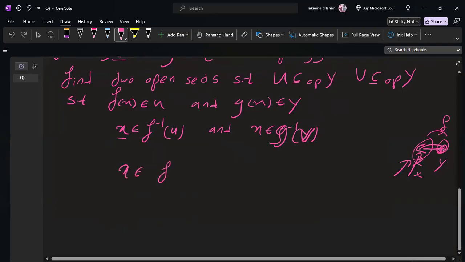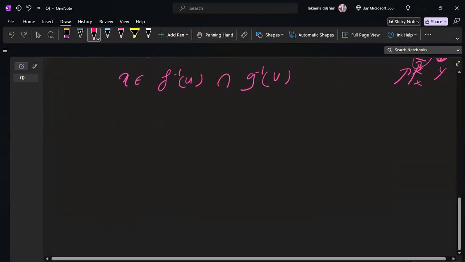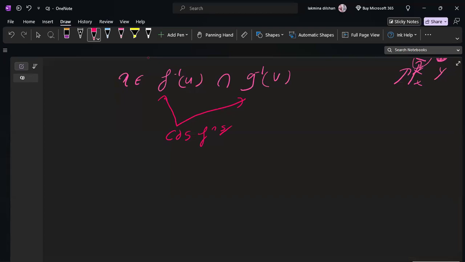Since x belongs to two sets, we can easily say x belongs to the intersection of these two sets. But what are these f and g? F and g are continuous functions. The question is given to us in a way that f and g are continuous. So these are continuous functions, and U and V by the order topology are both open in capital Y. That means the preimage of an open set under a continuous function is open. By the definition of a continuous function between two topological spaces, we conclude that a function is continuous by looking at the preimage of an open set. If the preimage is open, we say the function is continuous.